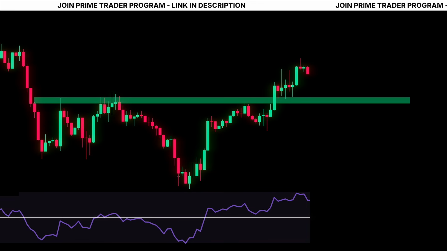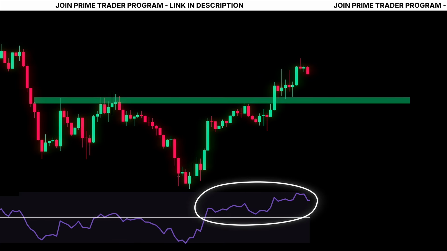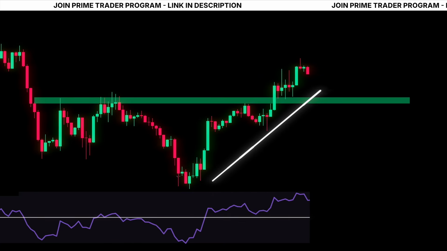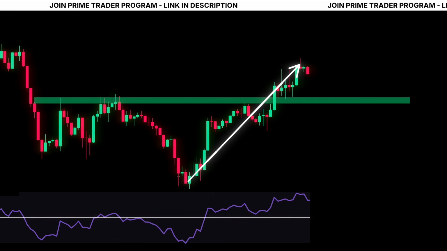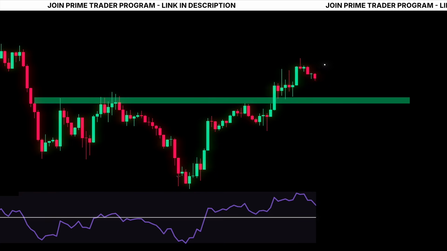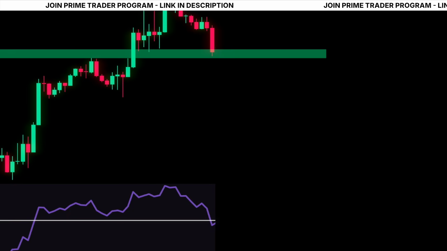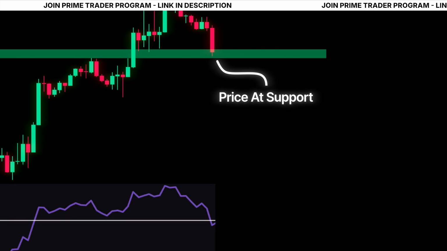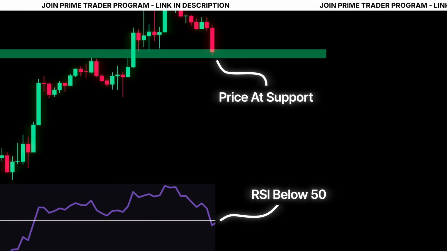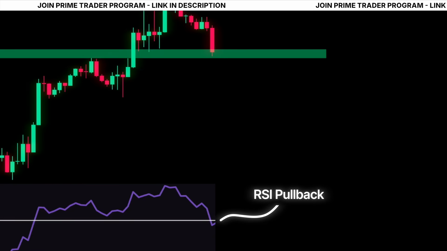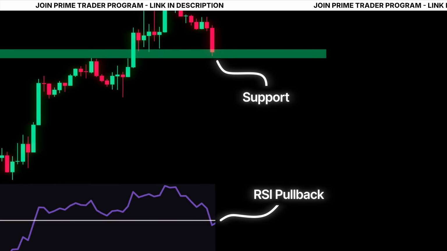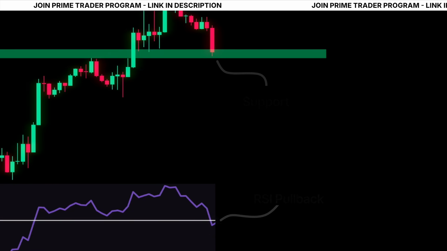We also notice that the RSI is now trading above the 50 line. It signals that the price is in an uptrend. The price makes a strong move up after the breakout, and then we see a pullback. The pullback brings the price to the support level, and the RSI also moves below 50. We have a confluence of the RSI pullback setup with the support level, so it is a good trade setup.